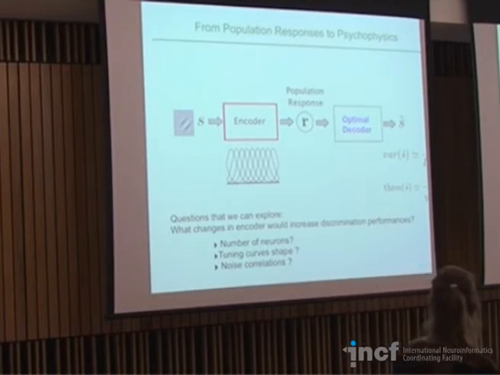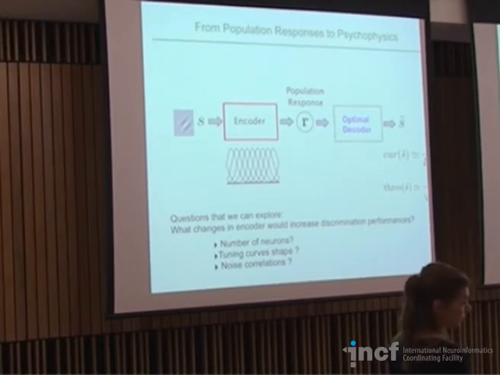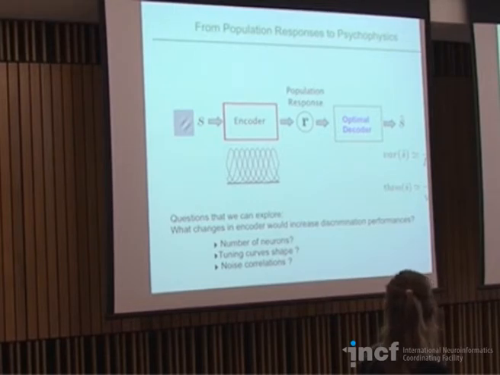And we know that if the decoder is optimal, the discrimination threshold is given by 1 over the square root of Fisher information. So we can compute Fisher information at this stage, given the tuning curves and the noise, and we have a very good idea about discriminability at that stage that we can measure in psychophysics. Is that clear? So that was the goal, and that's what we can do now.